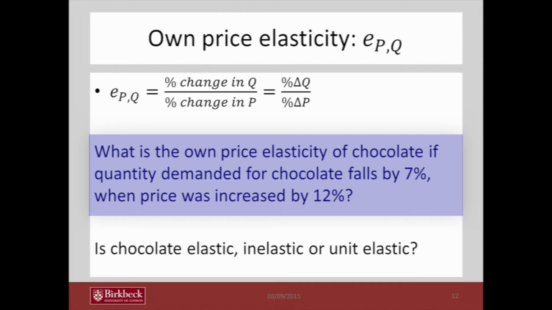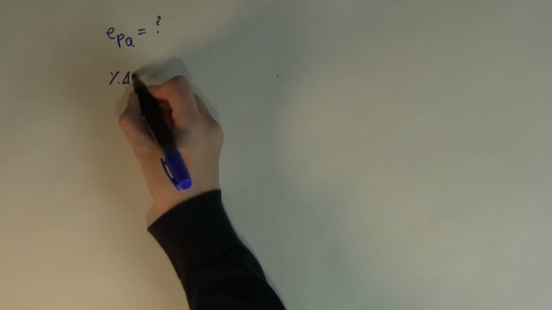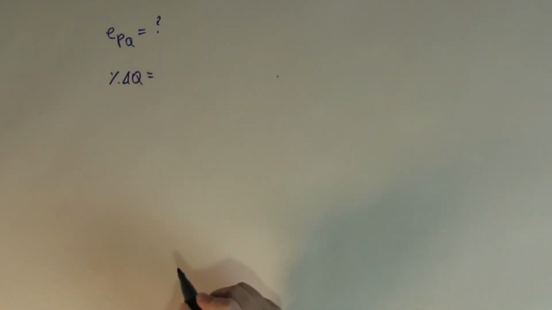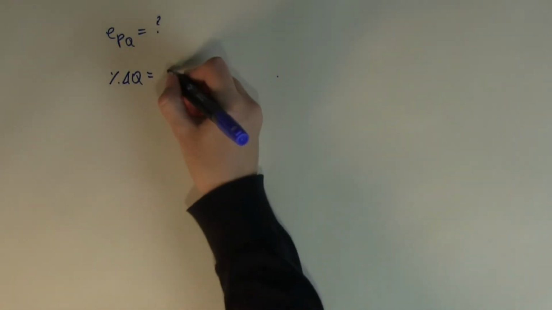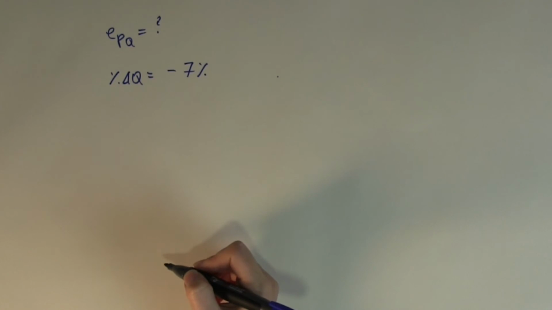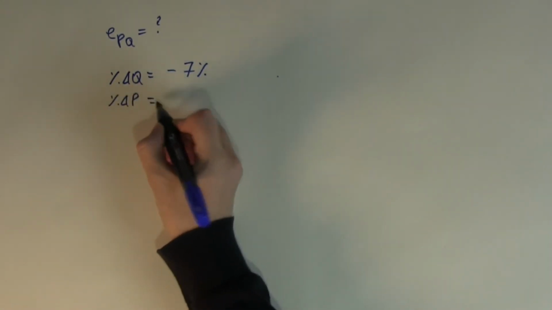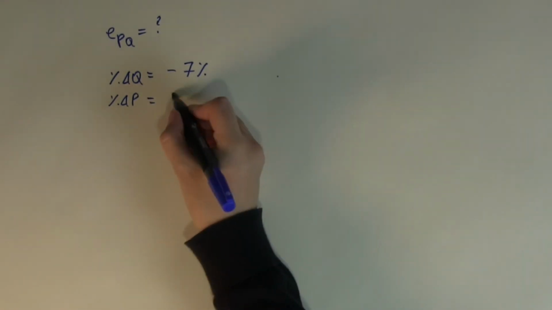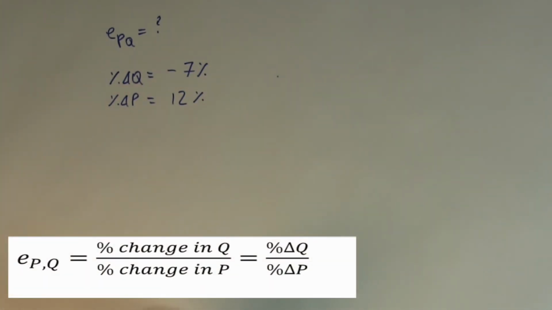So quantity demanded, that is the percentage change in quantity, and it falls or decreases, a negative change, so we have got -7% in the percentage change of demand. And when the price changed, the price was increased, so it will be a positive change, and that is 12%. So the formula is up on the board.